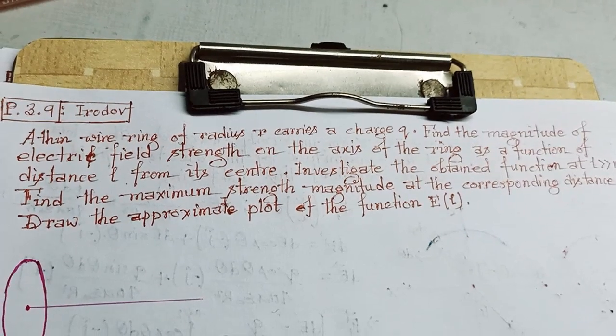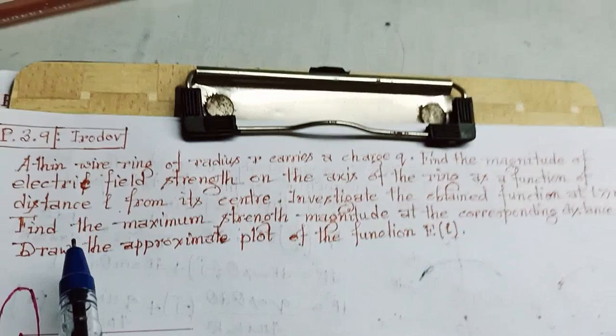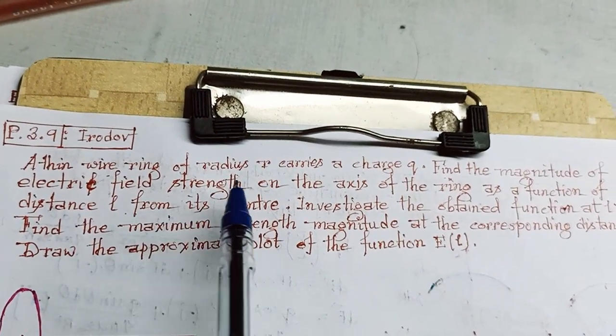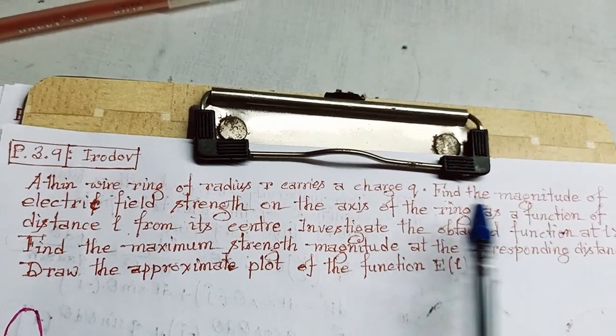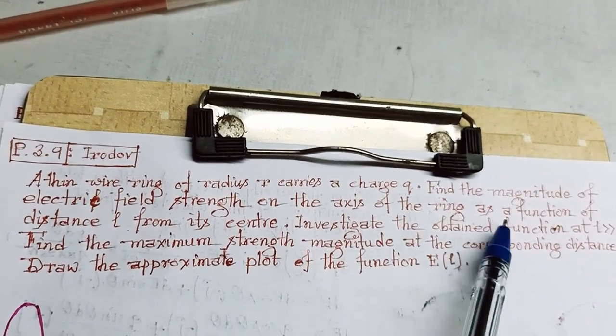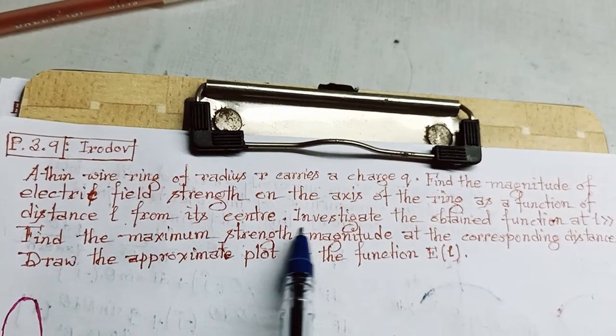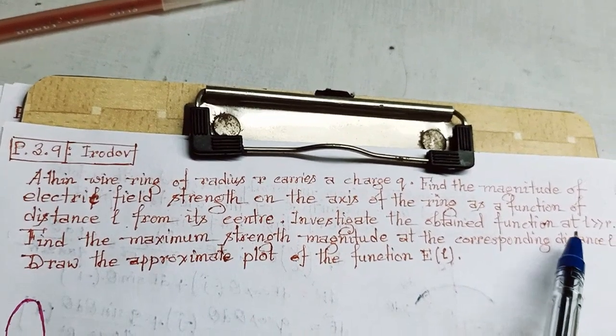Here is problem number 3.9 from IRODOV. In this question it is given that a thin wire ring of radius r carries a charge q. Find the magnitude of electric field strength on the axis of the ring as a function of the distance L from the center. Investigate the obtained function at L greater than r.